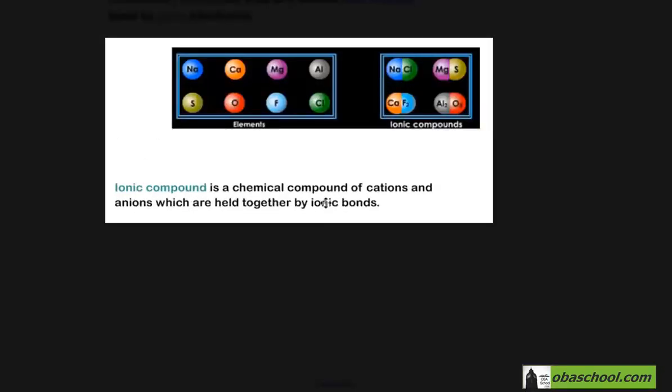An ionic compound is a chemical compound of cations and anions which are held together by ionic bonds. So an ionic compound is a chemical compound, first of all. It's made up of cations, which are positive, and anions, which are negative, and they are held together by ionic bonds because positive and negative charges attract each other.